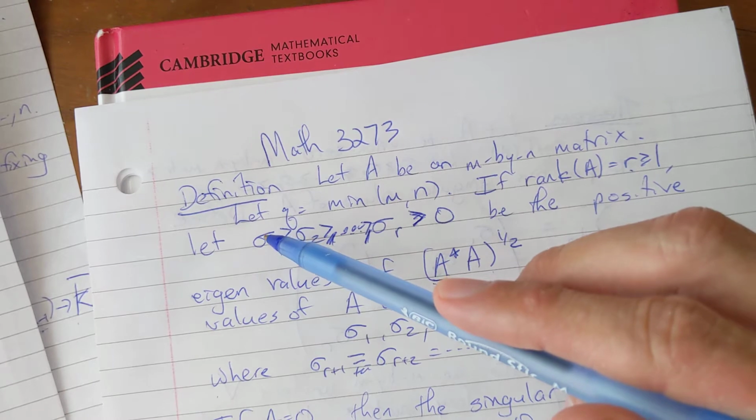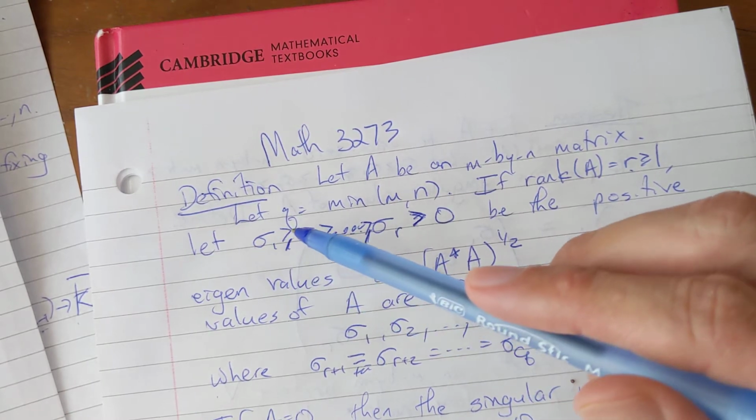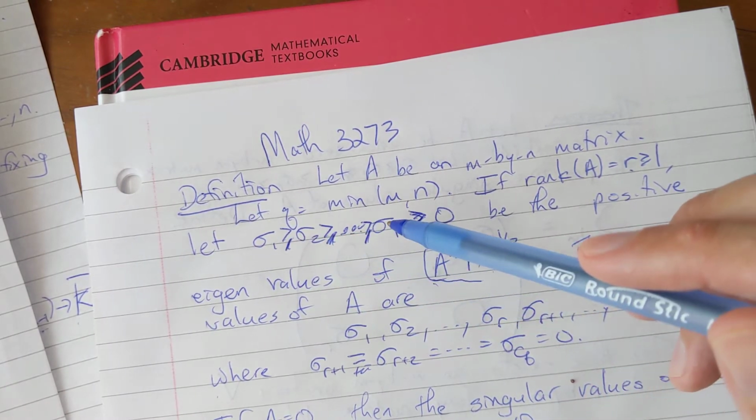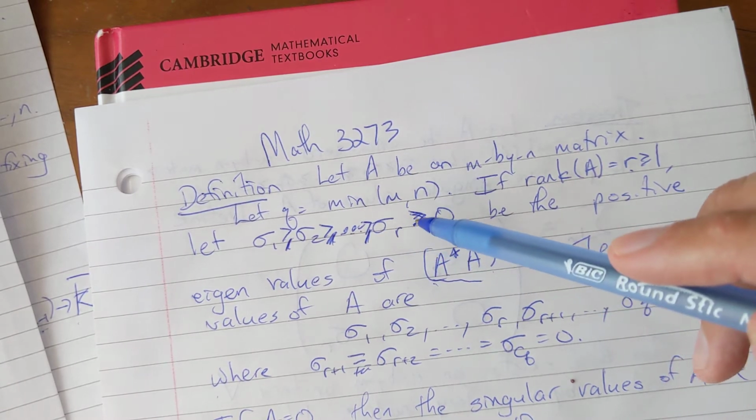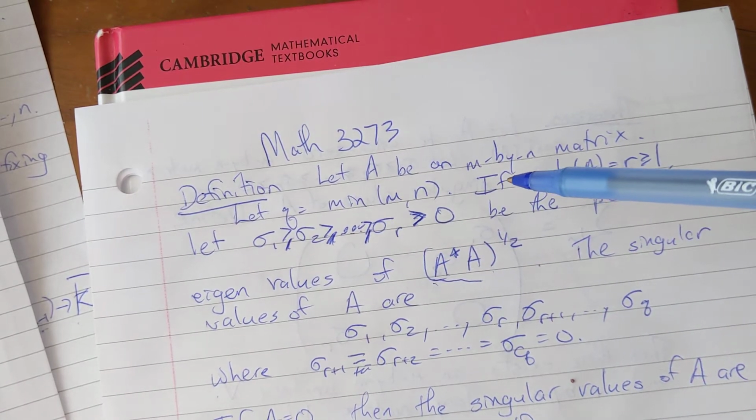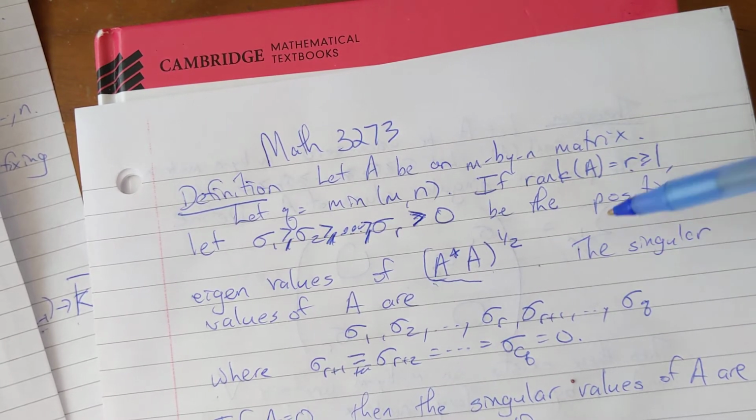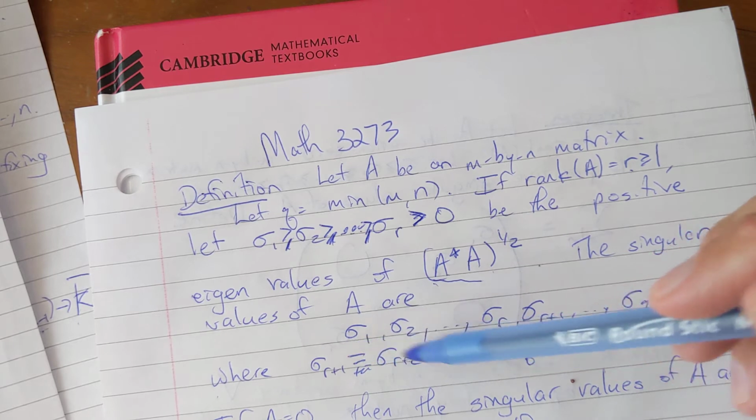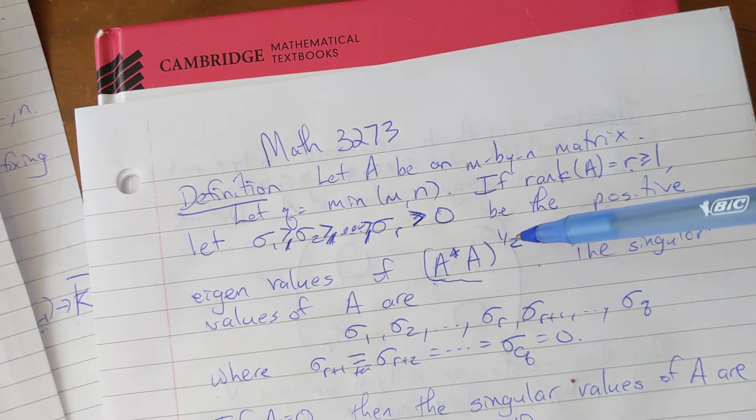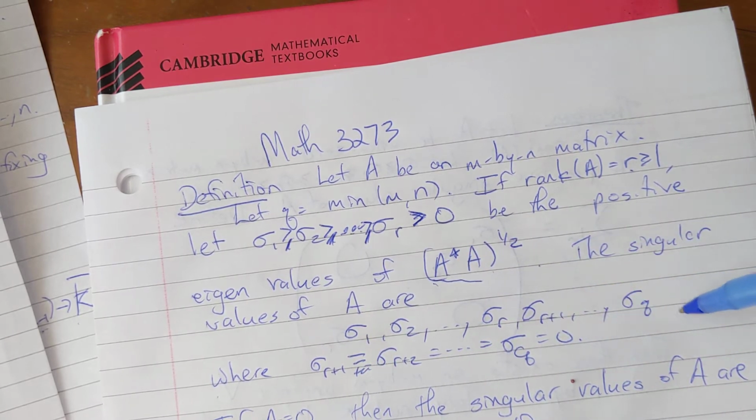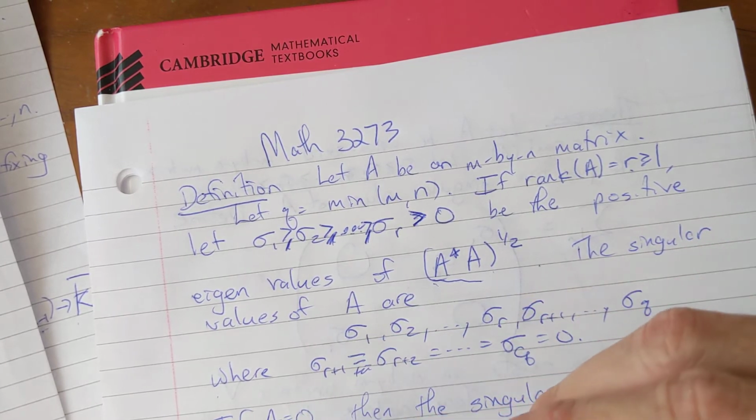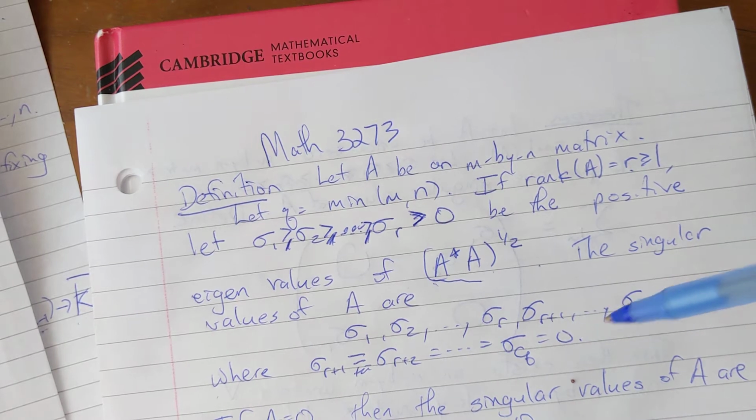We'll call those positive eigenvalues sigma 1 is the biggest, and then that's greater than or equal to sigma 2, and so on down to sigma r, and those are all positive. And then we define the singular values of A to be those positive eigenvalues of A star A to the 1/2, followed by the remainder, sigma r plus 1 to sigma q, which are just going to be zeros. And the singular values of the zero matrix are just going to be all zeros.